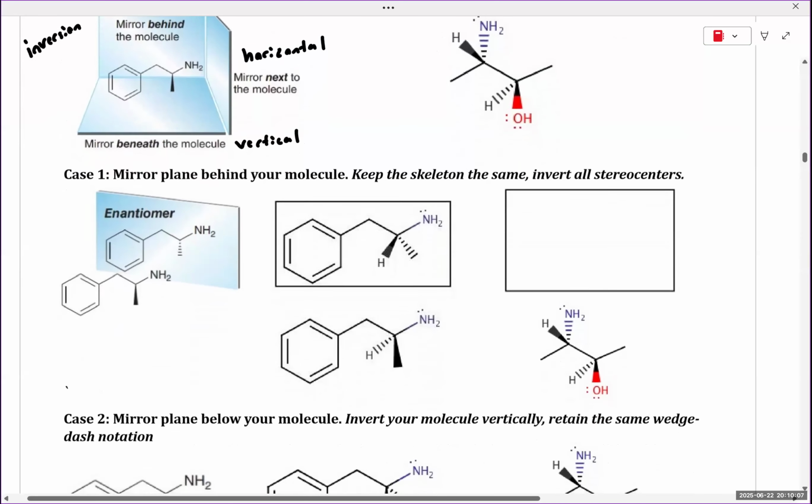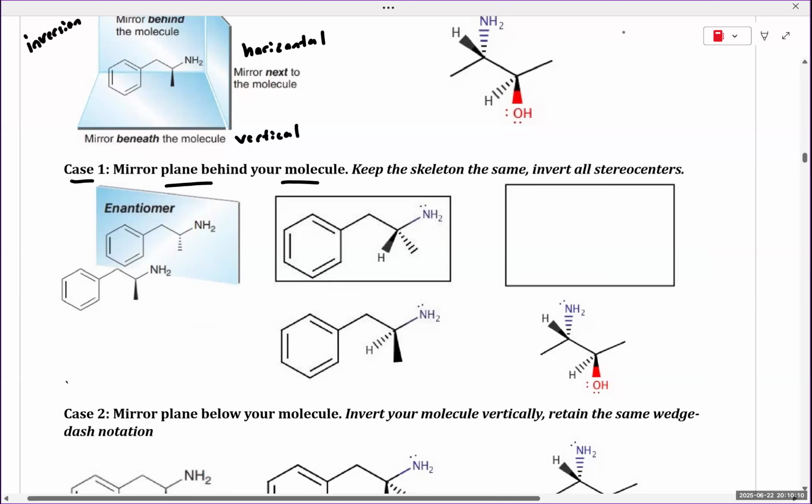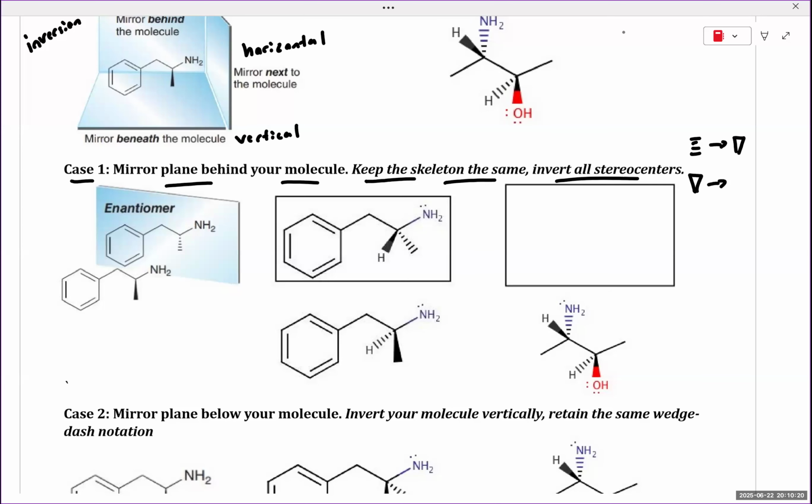So in the first case, you'll have a mirror plane behind your molecule. In this case, you're going to keep the skeleton the same and invert all the stereocenters. So if you have a dash, convert it to a wedge. If you have a wedge, convert it to a dash. Keep everything else the same. So for example, in this case, if we reflect this molecule about a mirror plane, we keep the skeleton the same. The methyl group that originally had a wedge gets a dash. The hydrogen that originally has a dash gets a wedge.